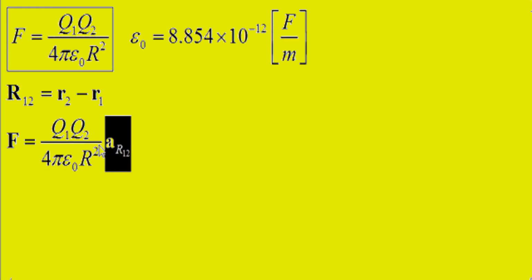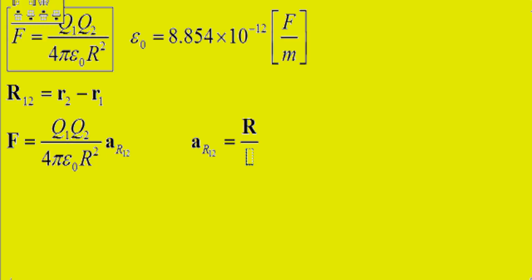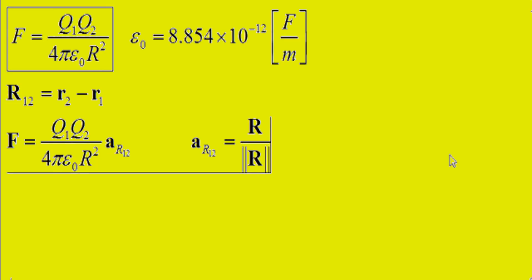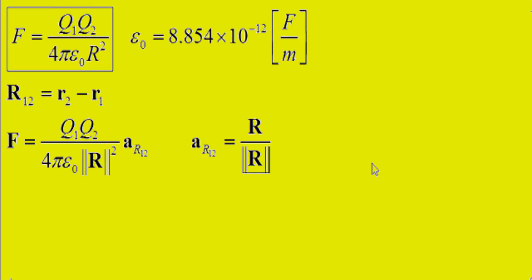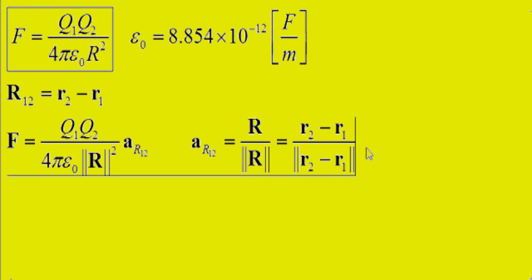A sub R12, what's that? That's going to be vector R over the magnitude of vector R. A lot of times we'll just rewrite this as just R, but I'm going to keep it in magnitude form just so it's consistent. So this is equal to R2 minus R1, divided by the magnitude of R2 minus R1. So that's our A sub R12.